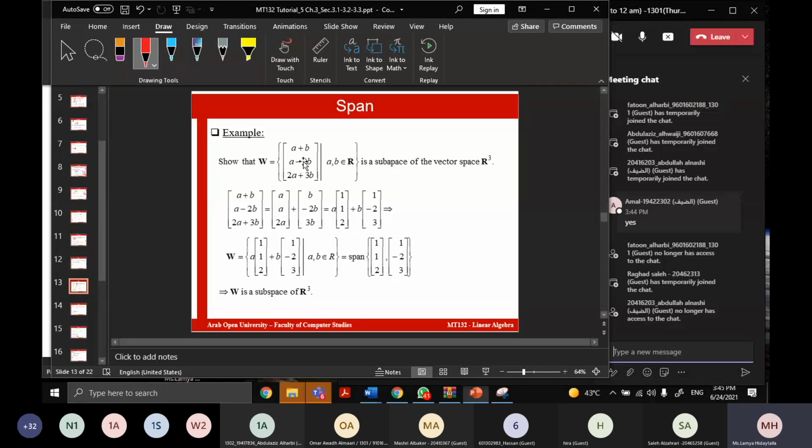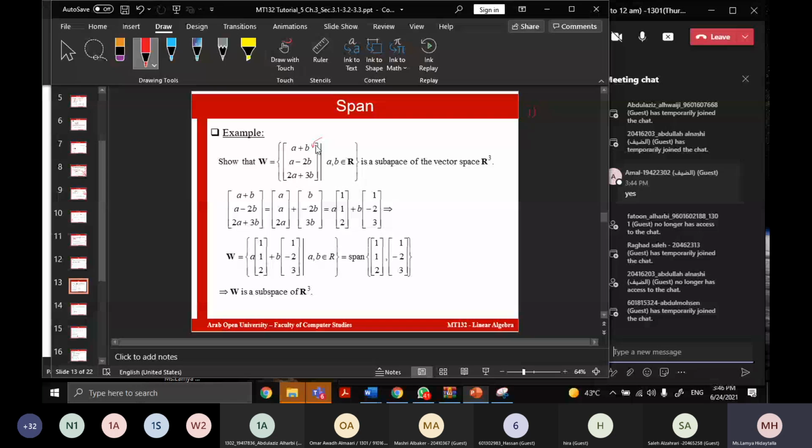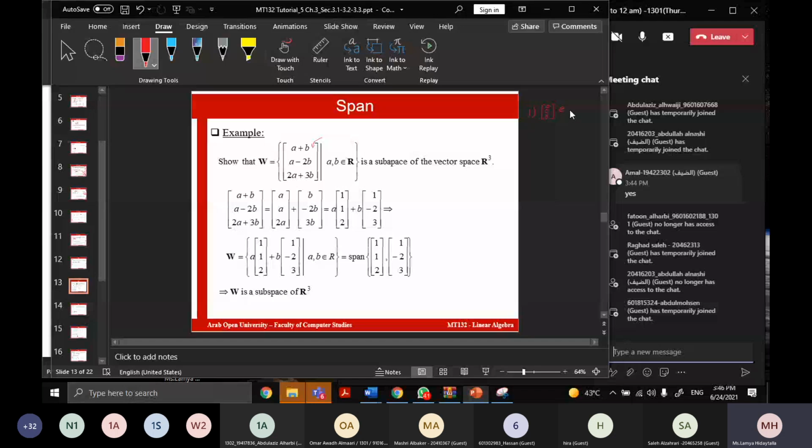Okay, here there is an example. Let W be the set whose elements are vectors that look like this, such that a and b are real numbers. Prove that it is a subspace of the vector space R3. Before, to prove it is a subspace, we said that we are going to prove 3 conditions. One, it is not empty, correct? And easily I can prove that it is not empty. It contains the vector 0, 0, 0, correct?